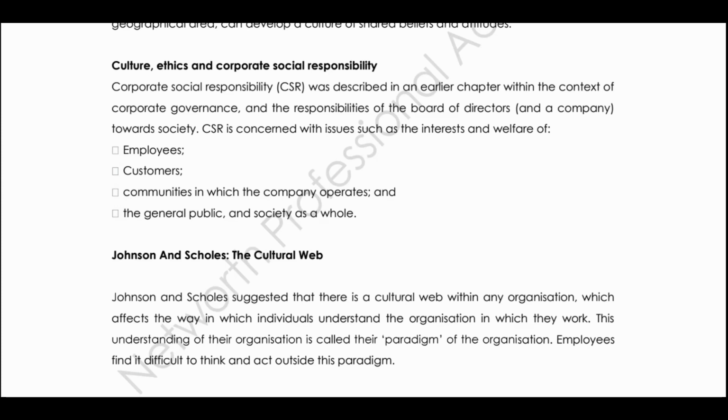So, CSR is concerned with, if you are an employee of MTN, CSR is concerned with you as their employee, me as their customer. If the company is located in Lagos, the Lagos community, and the general public as a whole. Are we clear? That's CSR.